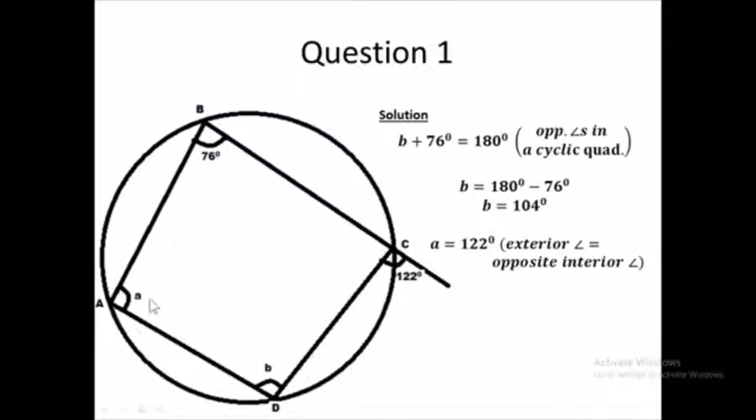And also our angle A here, there's a relation between this angle A and the angle 122 degrees here. This is an exterior angle of this cyclic quadrilateral, and the exterior angle of a cyclic quadrilateral is equal to the opposite interior angle. That means A here is equal to what? 122 degrees. And that's the solution to that first question.